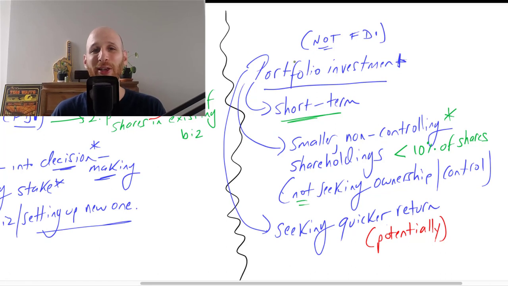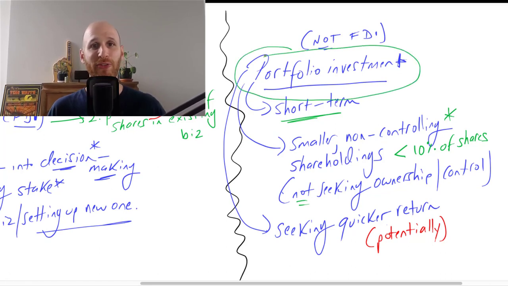The easy way to think about it, I think, is that portfolio investment signals to me it's kind of like part of your portfolio of investments. You've got a little bit here, a little bit there, nothing huge in any one business. And that's the nature of portfolio investment.